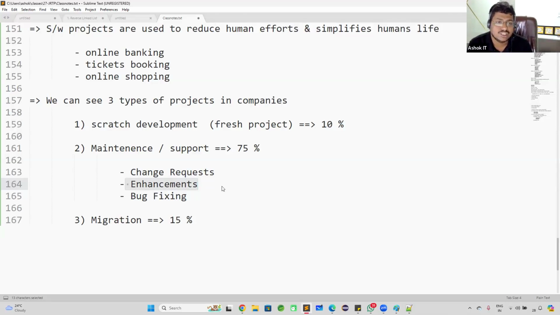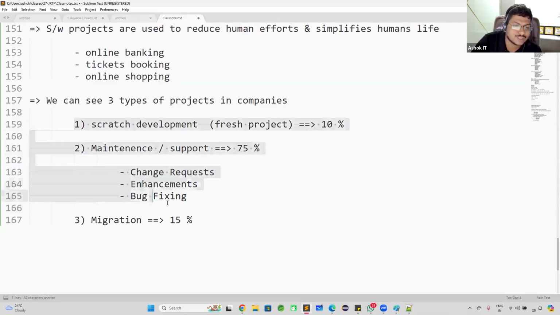Now, guys, if you join the company, which type of project would you like to join? Tomorrow, once you join the company, out of these three, what type of project do you want to join: scratch development project, maintenance project, or migration project? Which project would you like to join? Come on, I want you to comment.